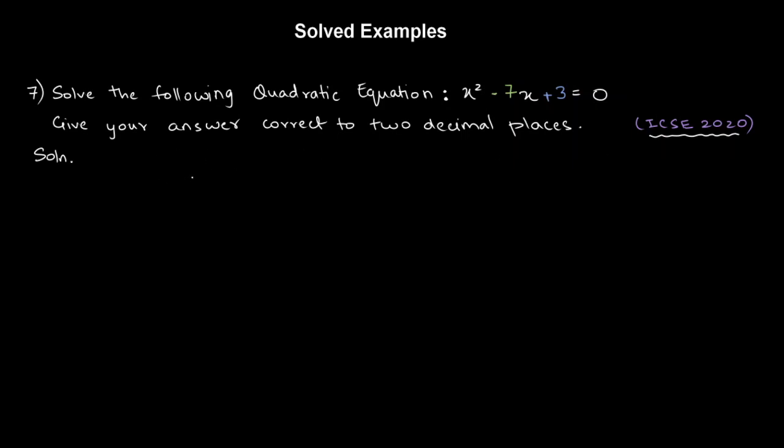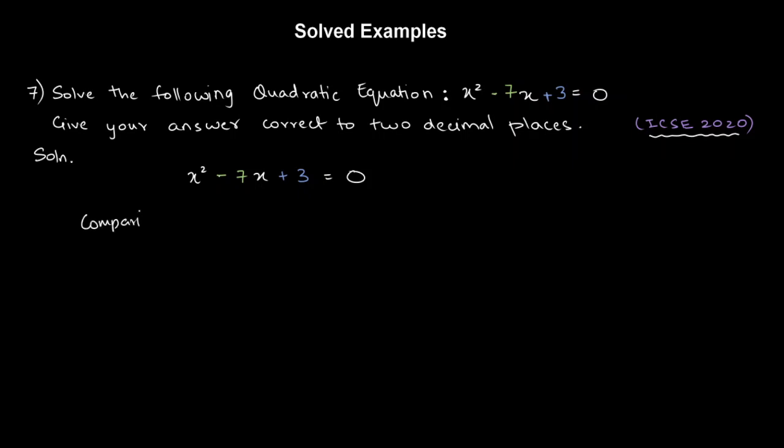So we have our equation: x squared minus 7x plus 3 equal to 0, right? Now try as you may, it won't be so easy to split the middle term in this particular question. And so the way we solve this is by using the quadratic formula. For that purpose, first we will compare this equation.